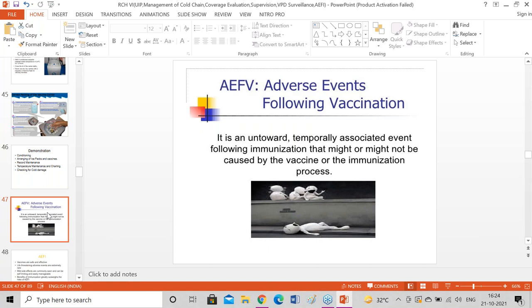Okay. So to continue, we are going to talk now about the adverse events following vaccination. What is AEFI? It is an untoward, temporally associated event following immunization that might or might not be caused by the vaccine or the immunization process. It occurs following immunization, but it might or might not be related to the immunization process or the vaccine.